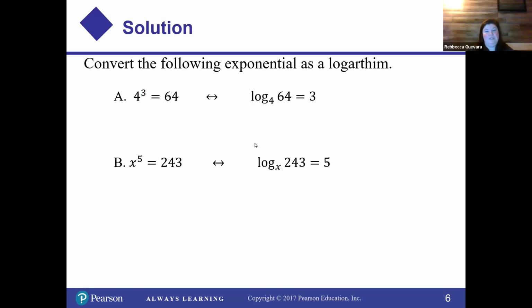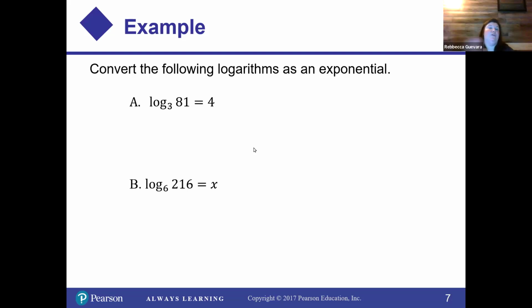And then there's my solutions. Here we're going to convert logarithms to exponentials. So let me write out that conversion again. We know log base a of x equals y is equivalent to saying that if I have a to the y, I get x back.